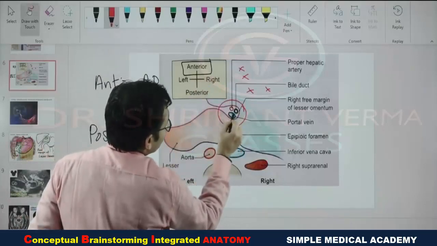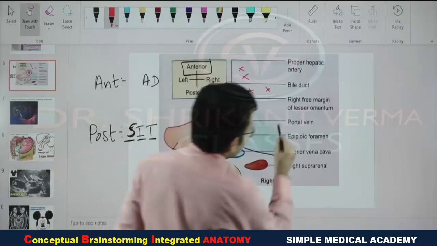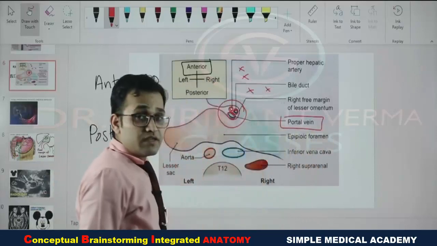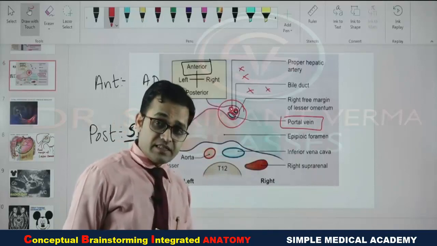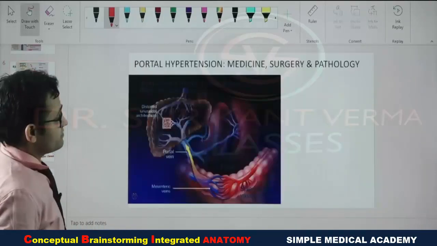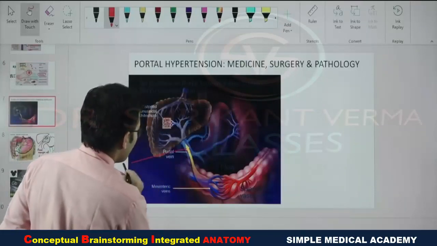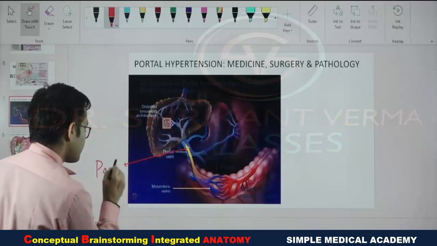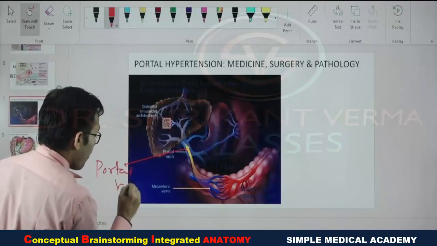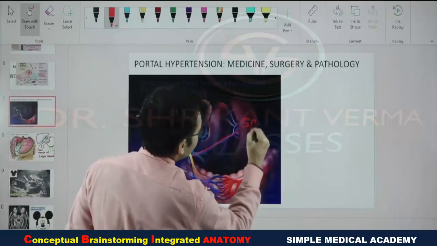You know, vein, artery and the duct. Now see, this is the portal vein. You know, your pathology case, your medicine case, that is the portal hypertension. Yes, see this image. In this image you can see this is the portal vein, largest vein of the abdomen, which is formed by the vein coming from the spleen.